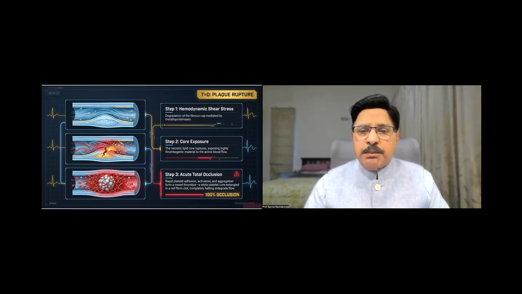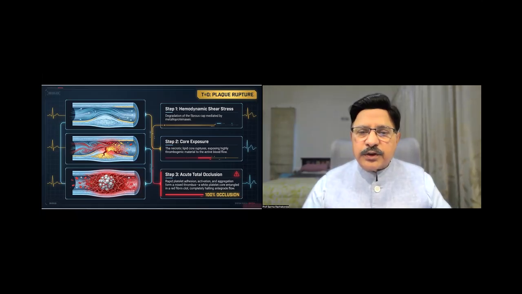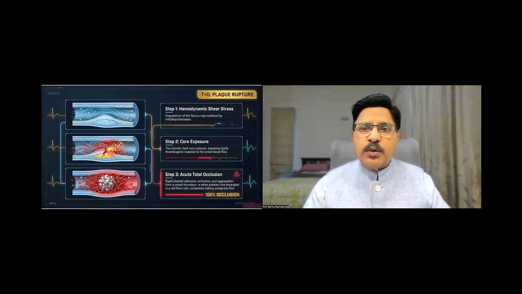The first step is platelet adhesion. The platelets get activated. The activated platelets call in more blood cells, RBCs, and all the clotting factors, and form a mixed thrombus, a white platelet core entangled in a red fibrin clot. That is the 100% occlusion. This is T0, the time of plaque rupture. We call it T0.